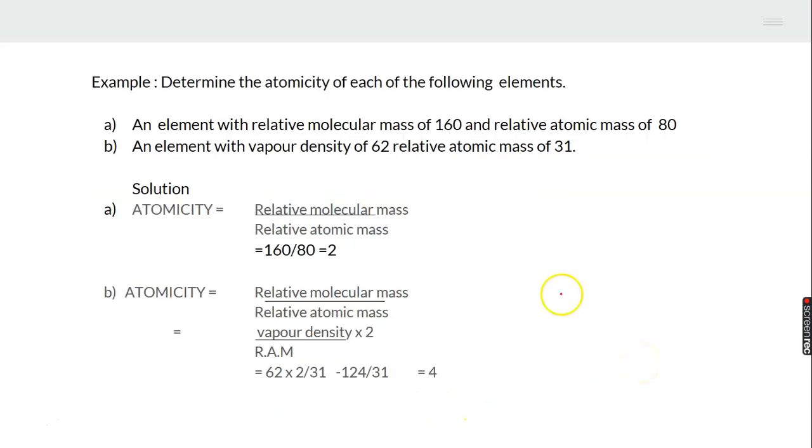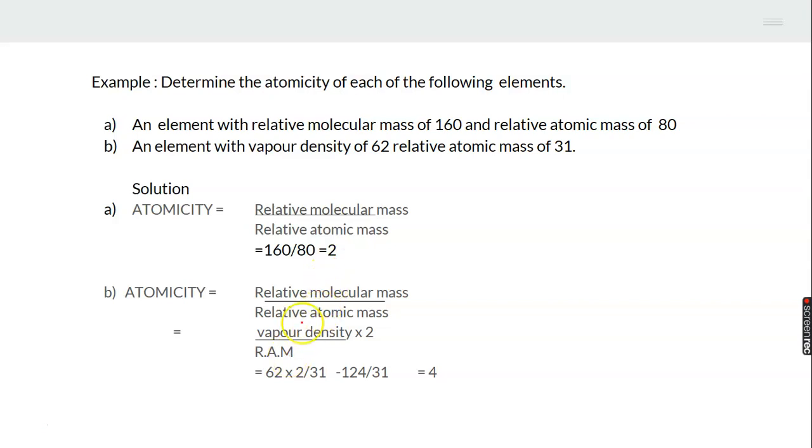So we have to look at a question. The question says, determine the atomicity of each of the following elements. An element with relative molecular mass of 160 and relative atomic mass of 80. When you use the formula, you have 160 divided by 80, which will give you 2. That means the element has an atomicity of 2.